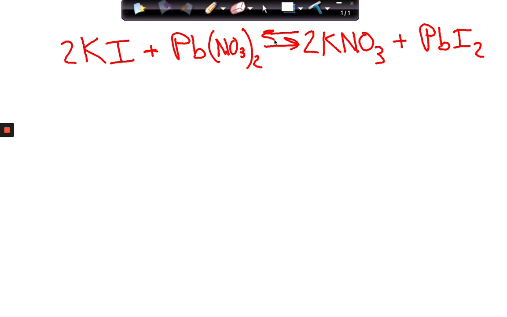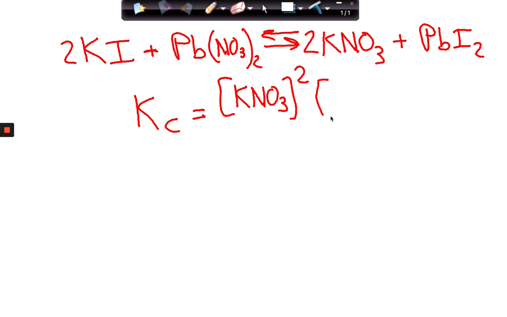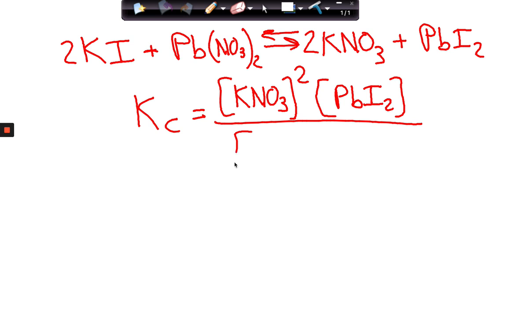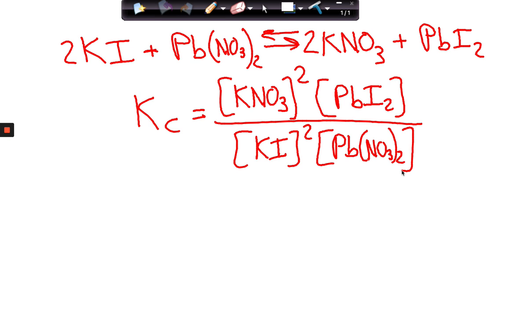All right, so now let's do the Kc expression. So guys, it goes like this. We've got products on the right, and that would be KNO3, and that is squared. Do you see that, the squared there? We haven't done this, we talked about it, but do you see how that works? Exponent, coefficient. Okay, and then we've got PbI2, and then in the denominator we've got KI, and that is squared, and then Pb(NO3)2, like so. You guys good? Does that sit okay?